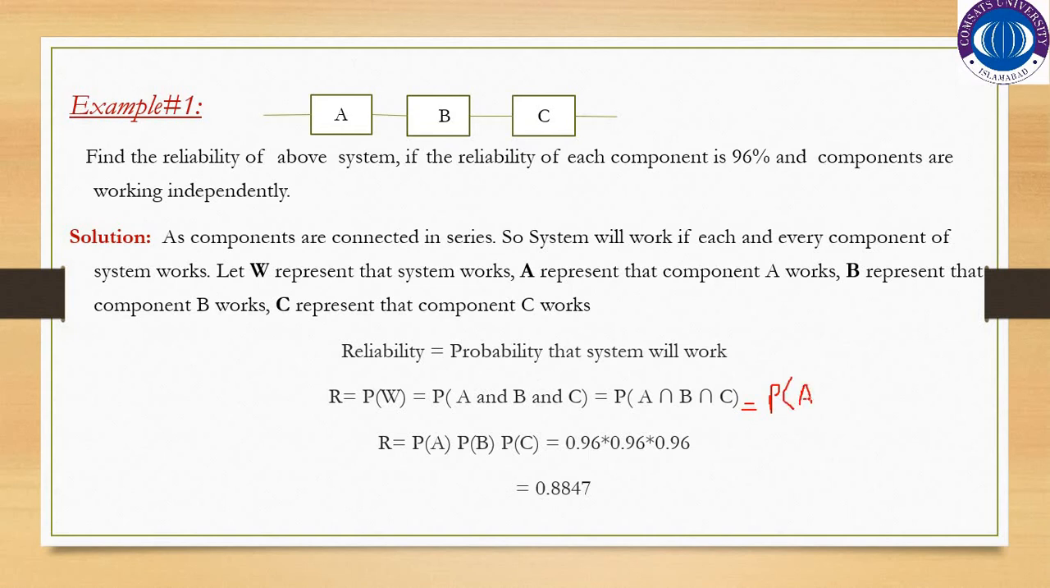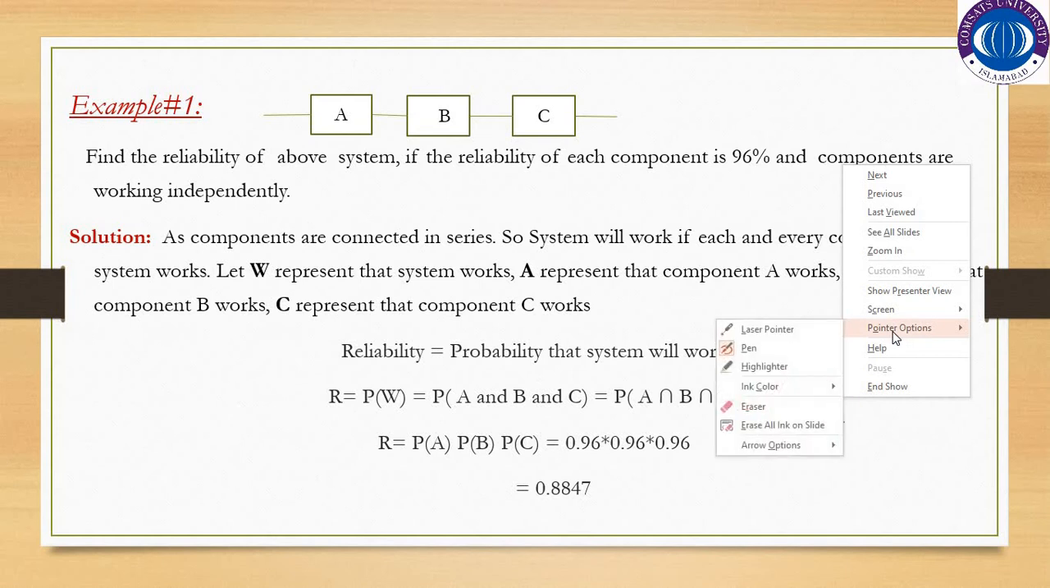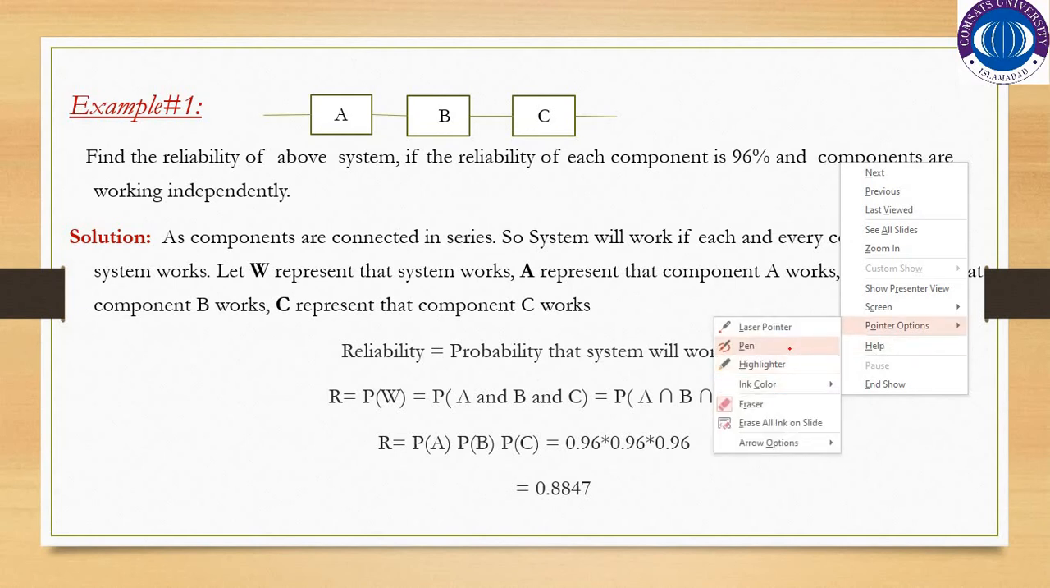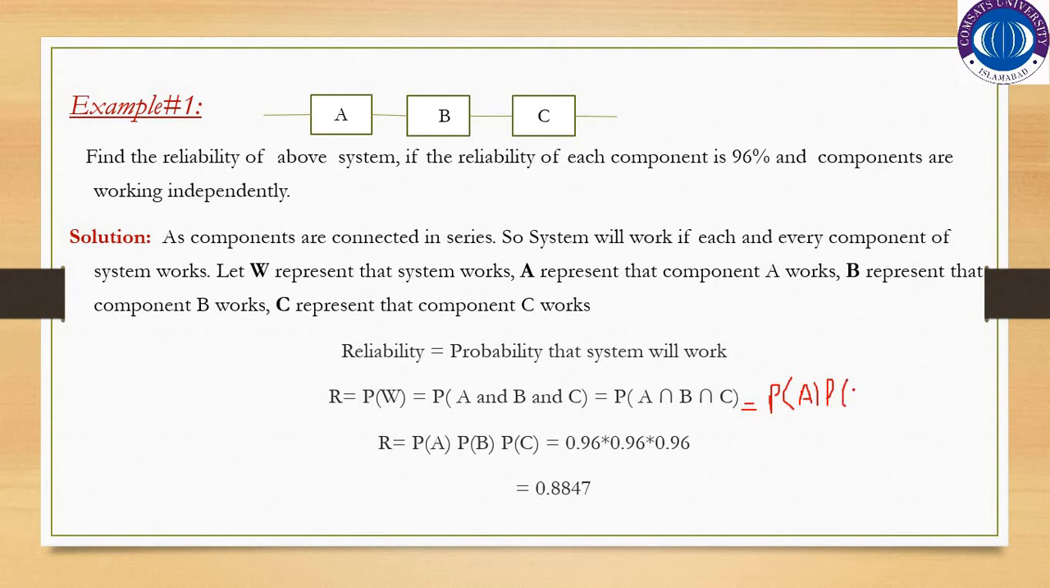A into probability of B given that A has already occurred, into probability of C occurring given that A and B have already occurred. As it is defined in the statement that the components are working independently.